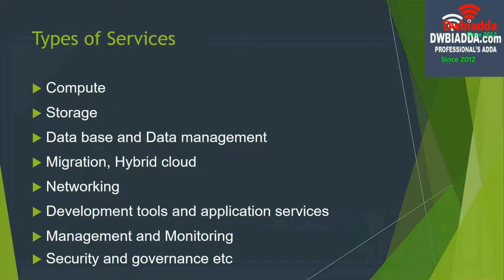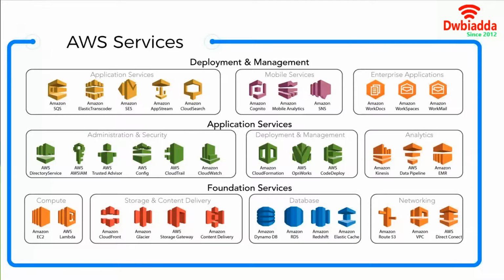So this is the basic layout of AWS services, which is comprised of three major parts: deployment and management, application services, and foundation services. And under the foundation services, there comes compute service. And today we'll be talking about the Amazon EC2 instance. So what is an EC2?